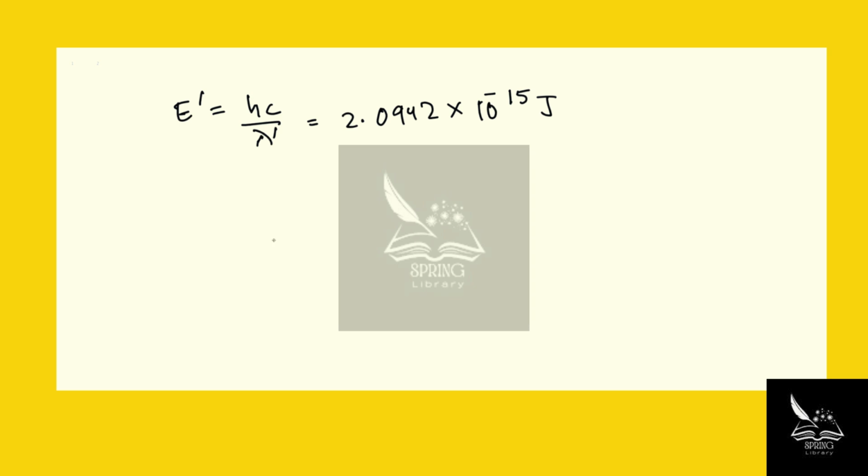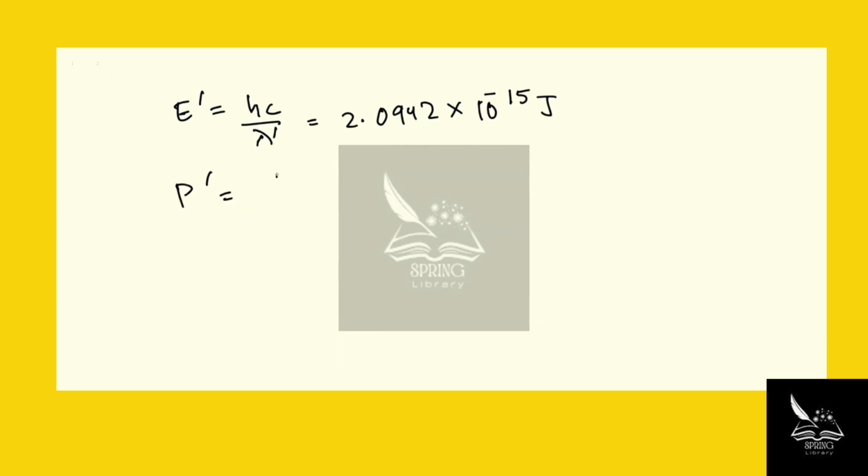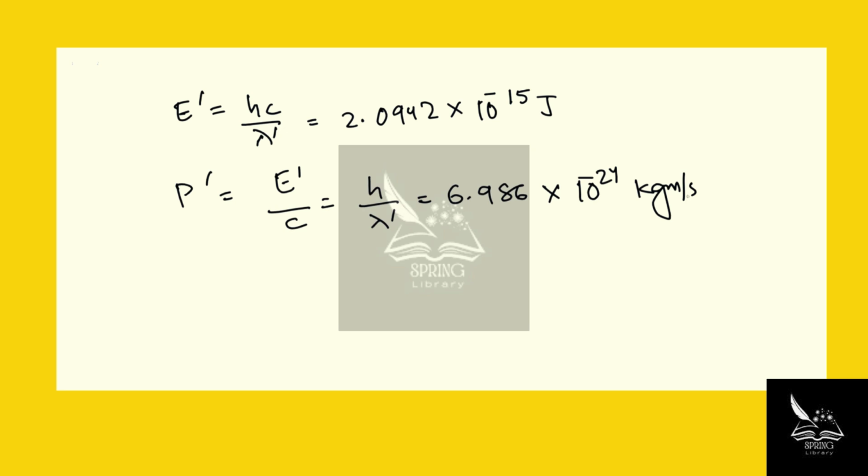So that's the energy, and then P dash can be found by using equation 3. So this is equal to E dash over c, or h over lambda dash, and that comes out to be 6.986 times 10 to the power minus 24 kg meter per second. So that's the first part of the problem.